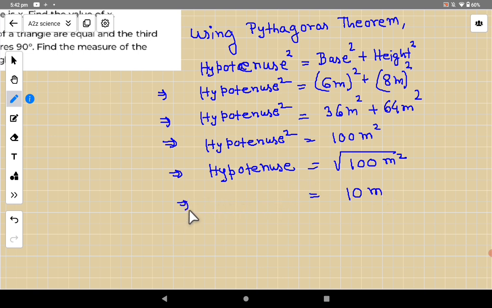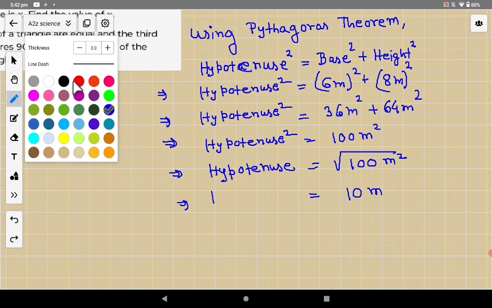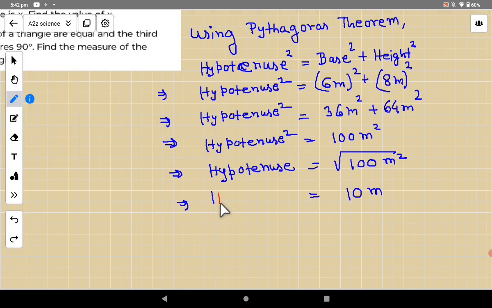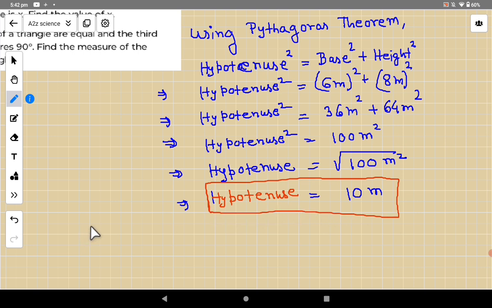Here we have the value of hypotenuse. Make it in different color. So this is the answer. Finally, what we have to write, the length of ladder is 10 meter, as this was a word problem.